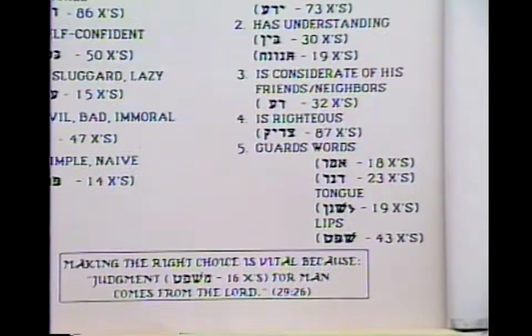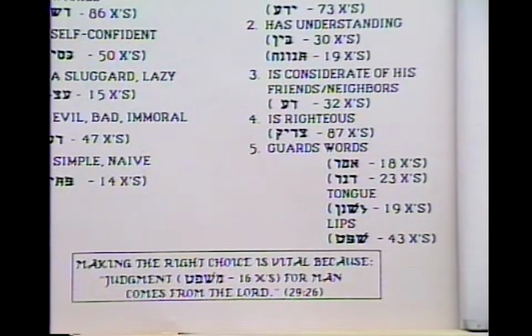So making the right choice is vital, because judgment, mishpat, occurs 16 times. For man, the judgment comes from the Lord, chapter 29 and verse 26. So by looking at these Hebrew words, we're able to put together a pretty good little study. All right, how about if we want to do something that's a little bit more detailed in using our Hebrew?